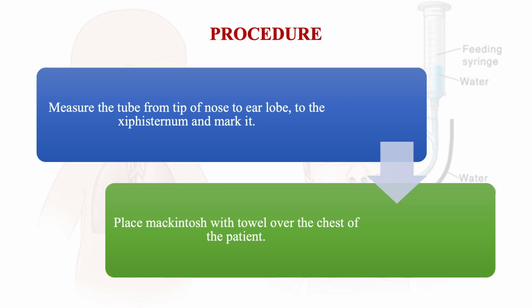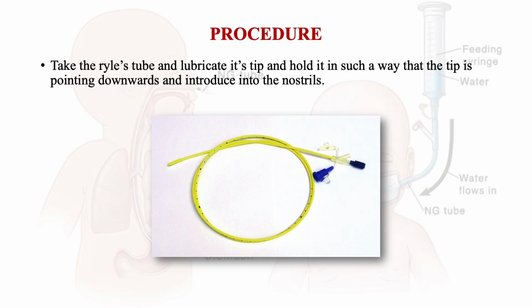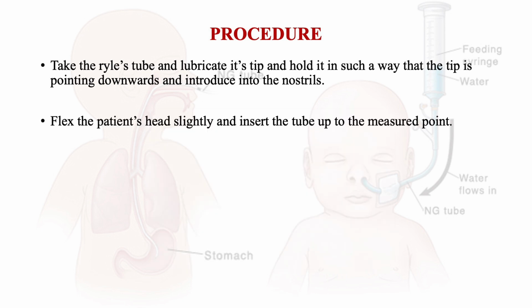Place the Macintosh and towel over the chest of the patient. Take the Ryle's tube and lubricate its tip and hold it in such a way that the tip is pointing downward and introduce it into the nostrils. Flex the patient's head slightly and insert the tube up to the measured point.